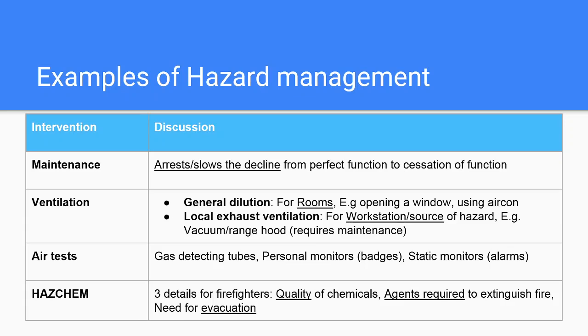But something you might come across are personal monitors or badges, which are the ones that detect radiation, or in the past, the canaries in the coal mines. Those would be examples of personal monitors. And then there are static monitors, so for example, fire alarms. They're just left in the ceiling. Doesn't matter if anyone's there or not. If there's a fire, it'll go off.